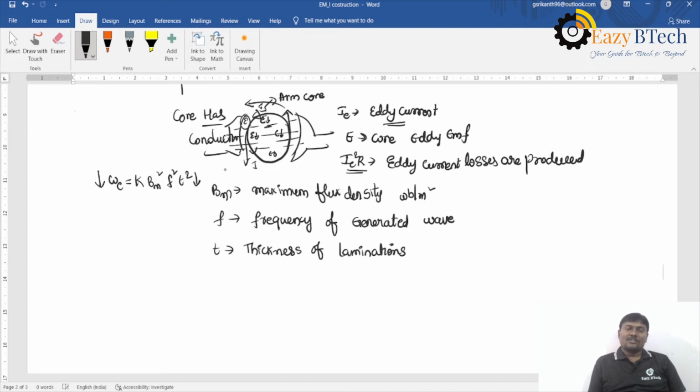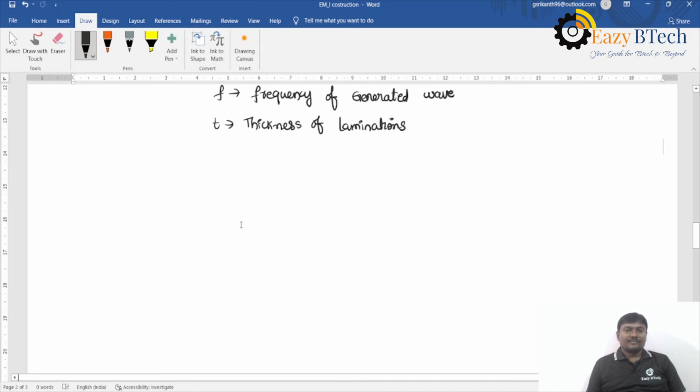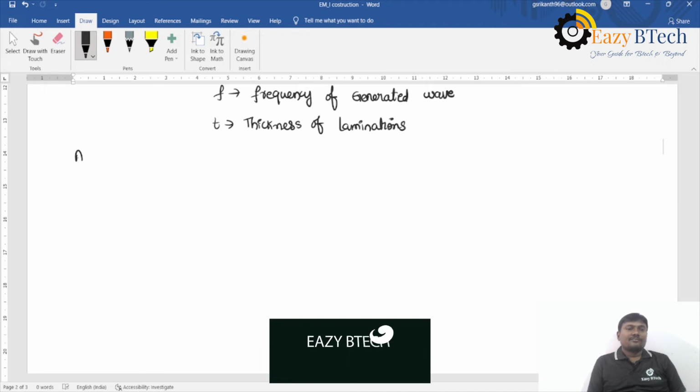The armature core consists of a resistance, so eddy current losses are also produced. By providing the laminations, we are reducing the eddy current losses. And that is about the armature core. The next one is the armature winding.